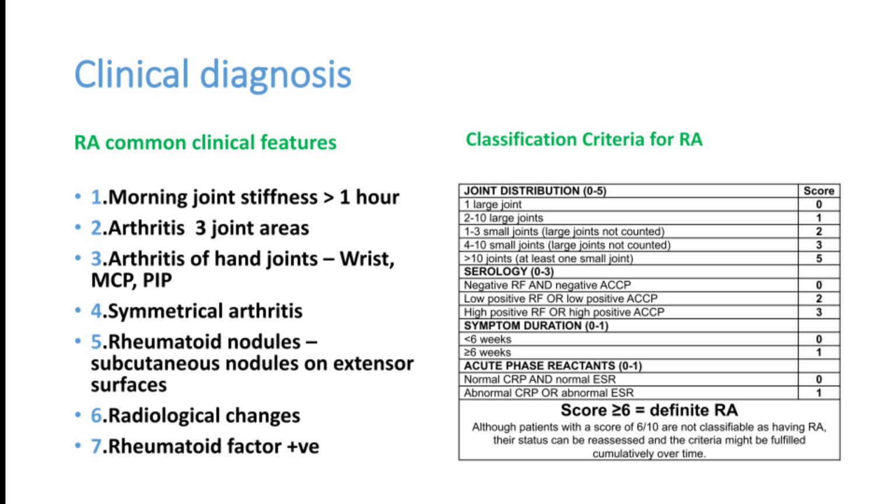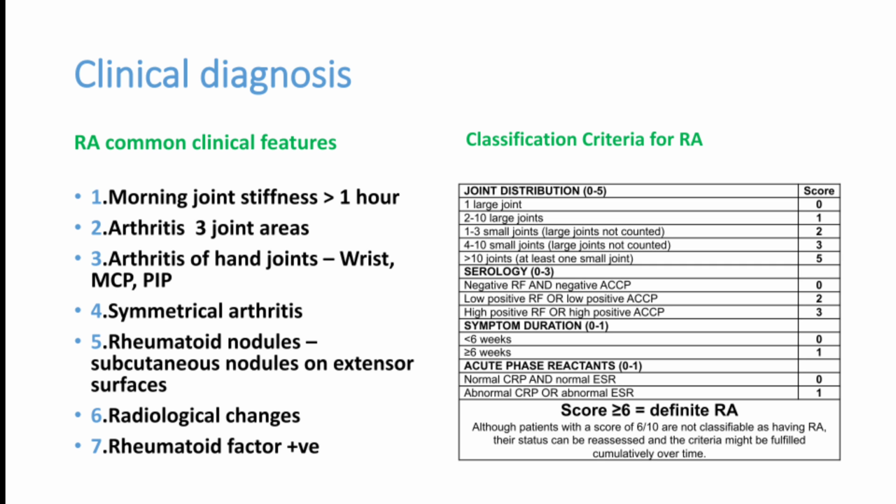Arthritis of 3 joint areas. That means inflammation. It should be painful to touch. There will be swelling. There may be redness. So inflammation of more than 3 joint areas. Arthritis of hand joints, especially the small joints in the hand, like wrist joint, MCP and proximal interphalangeal joint.